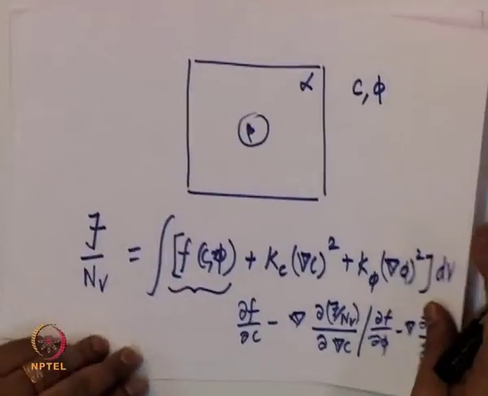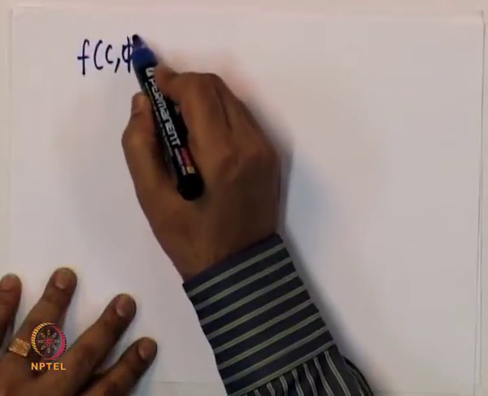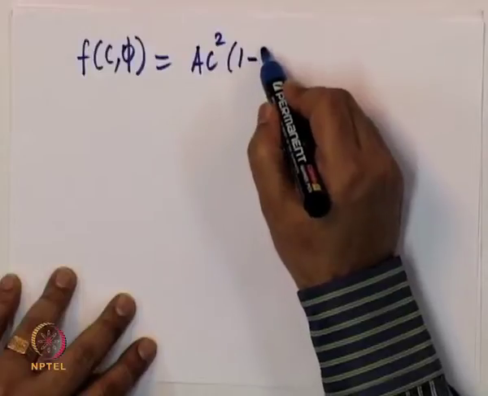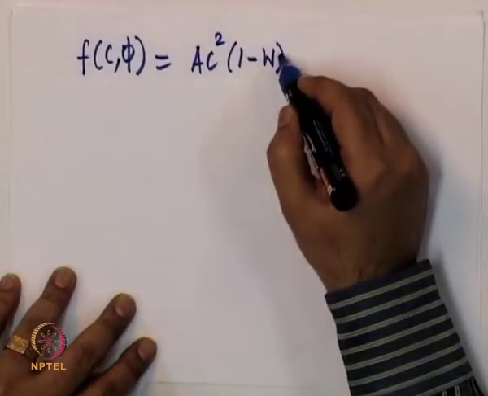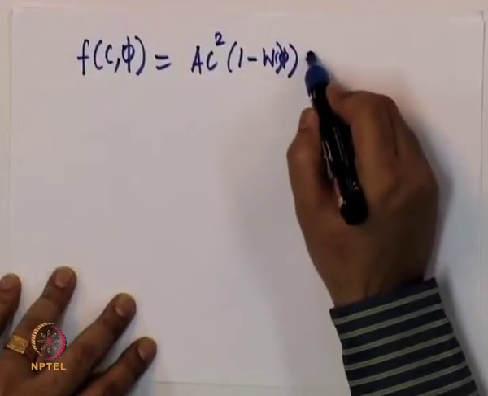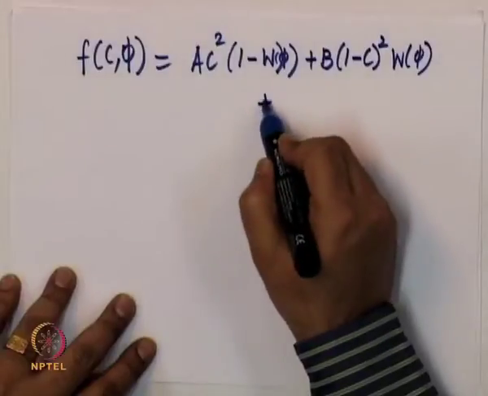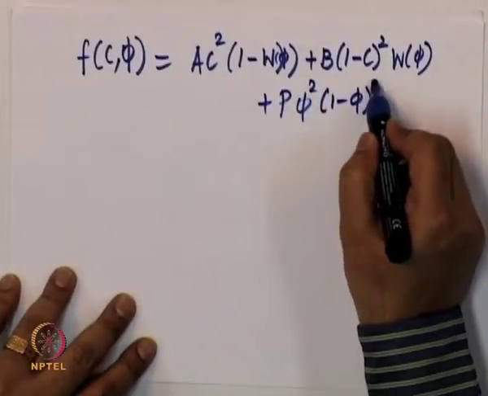So, this was done by one of my colleagues. We have studied such a system. This is a paper that was published in Acta Materialia some time back, done by Professor Rajdeep Mukherjee. What we have chosen as the free energy, f of C comma phi, looks something like this. The function is of course a C squared into 1 minus w of phi, plus b into 1 minus C whole squared w of phi, plus p times phi squared into 1 minus phi whole squared.